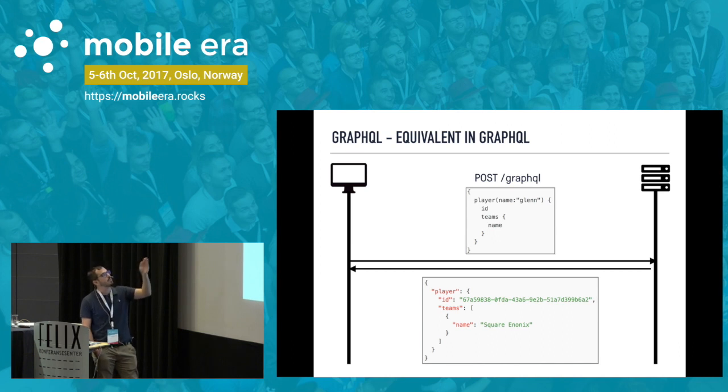So here is how it's read. Get me the player. All fields can take arguments. So get me the player named Glenn. And for this player, I only need his ID. And I also need the teams he's a member of. But for these teams, I only need the name. This request is executed on the server, and you get a JSON response that has the exact same structure. So that's what we wanted: one request, everything I need, and no additional data.